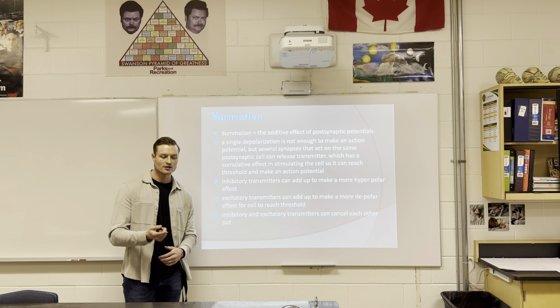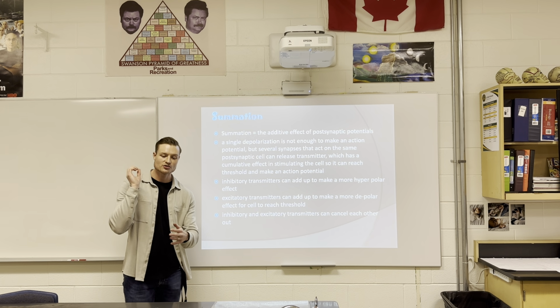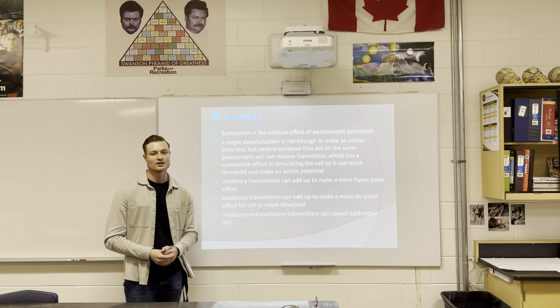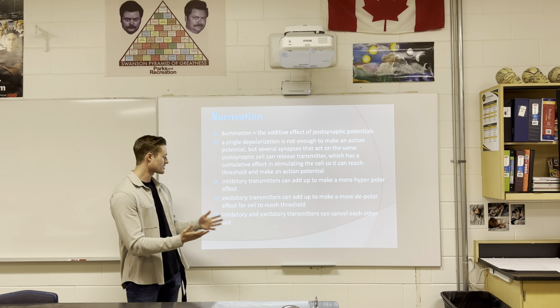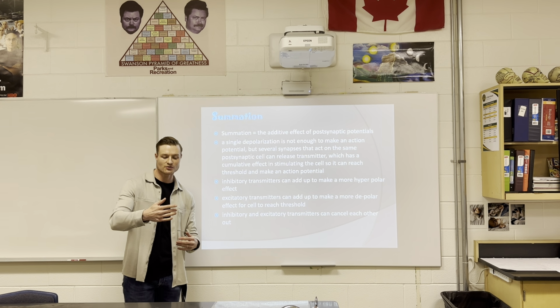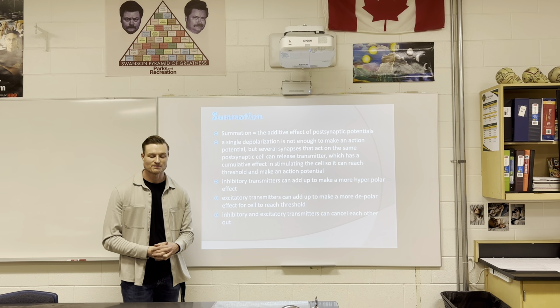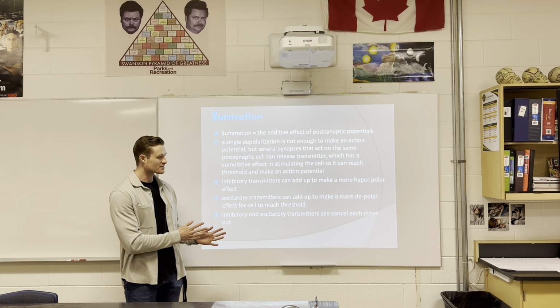Or on the flip side, we have neuron A, B, and C creating an inhibitory response, trying to turn off or prevent neuron D from activating. And then sometimes they might even cancel each other out. So sometimes we get a little inhibitory, a little excitatory, both working on the same neuron, and they end up canceling each other out. So that's it for synapses today.